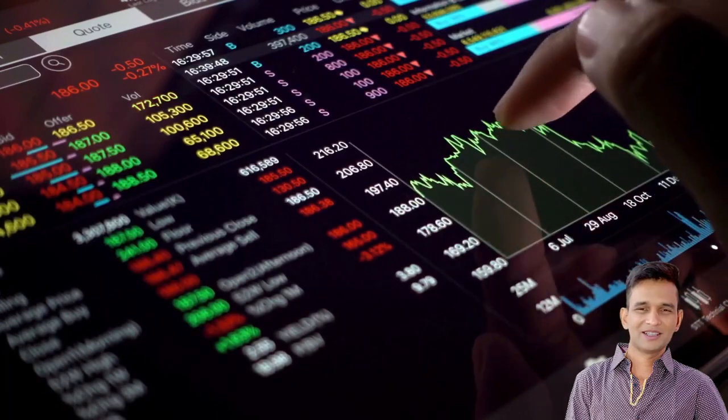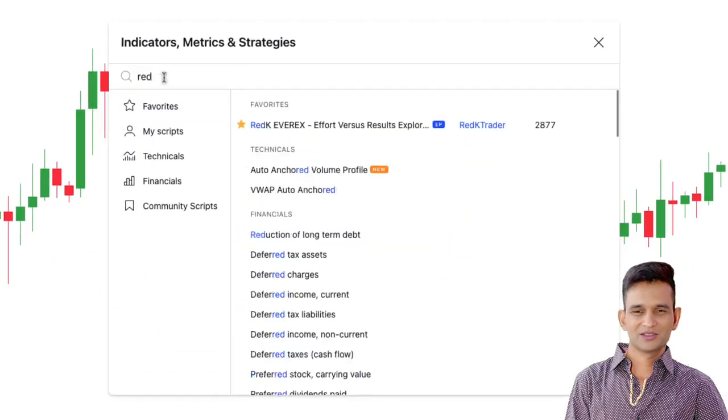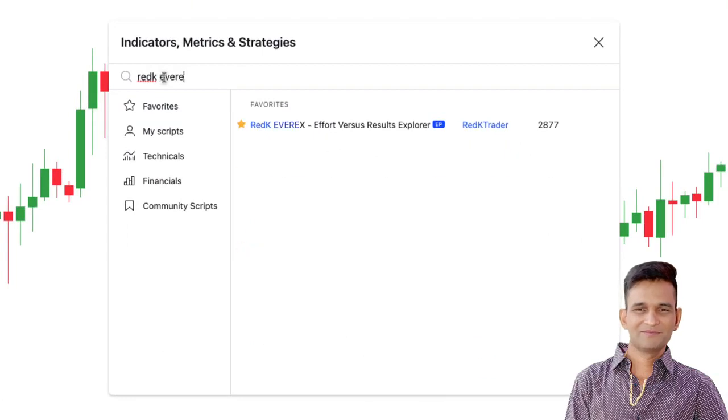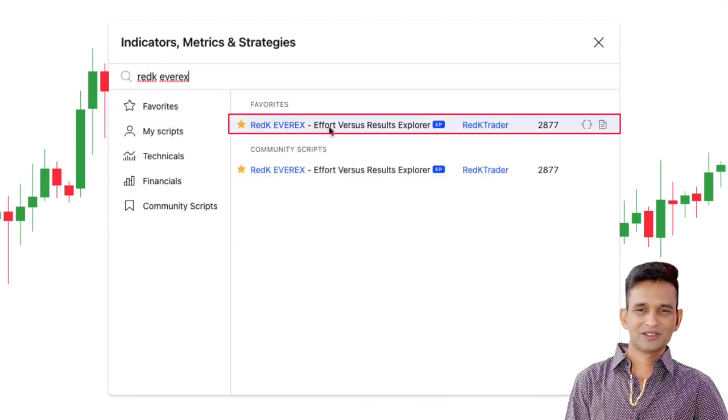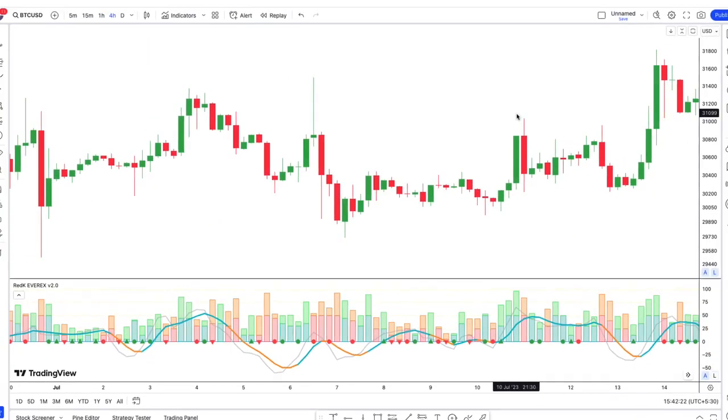Let's first add the indicator to the chart. Navigate to the Indicator Search tab and search Wyckoff Indicator. Select the Wyckoff Effort versus Results Explorer indicator made by Wyckoff Trader and add it to the chart. Now that we have selected the indicator, we can see that it was added to the chart.